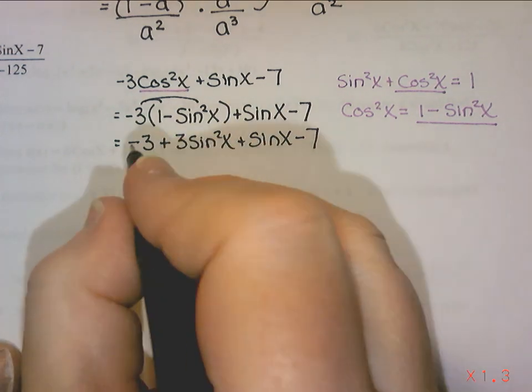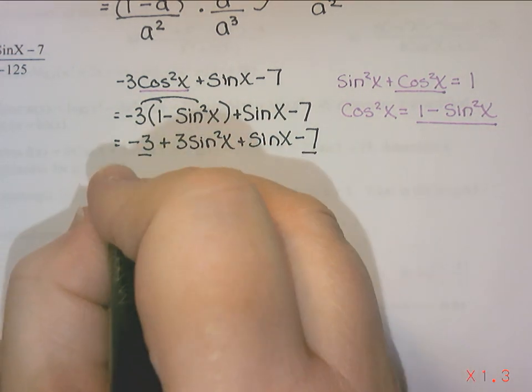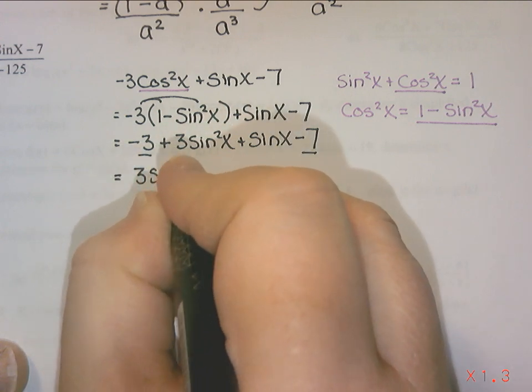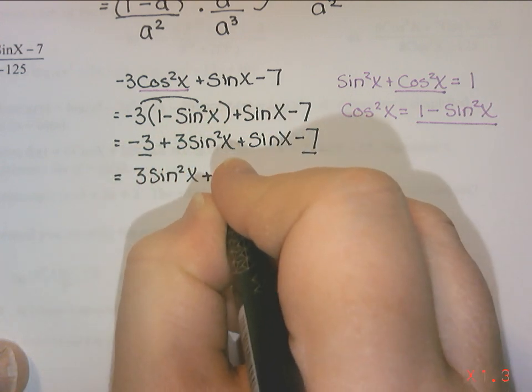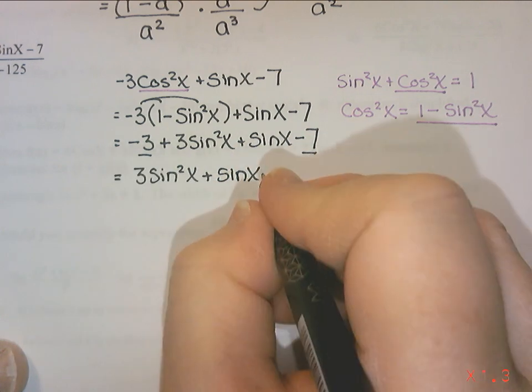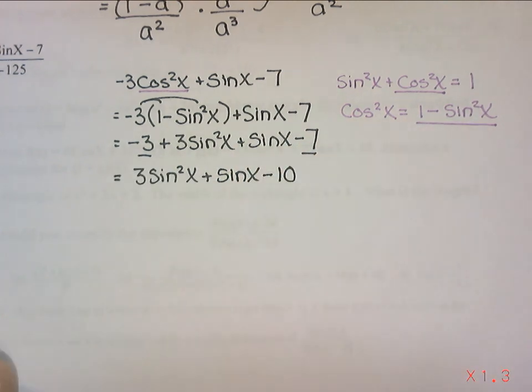I do have some like terms. I've got the -3 and the -7. So I'm going to have 3 sine squared x plus sine x. And then -3 take away 7 is -10. So that was an awful lot of work, and we still haven't factored.